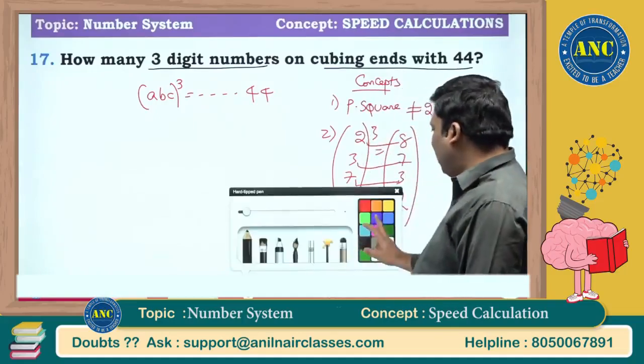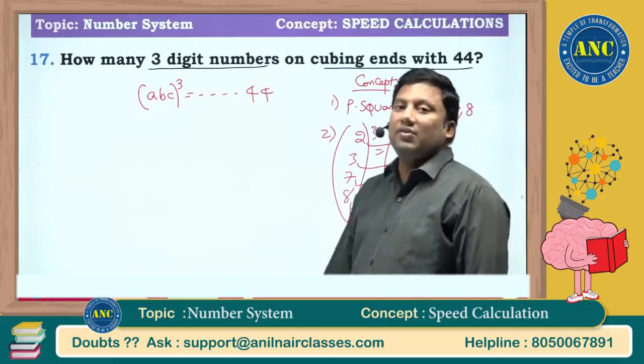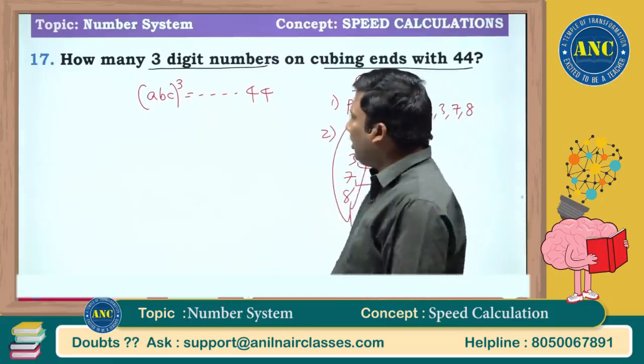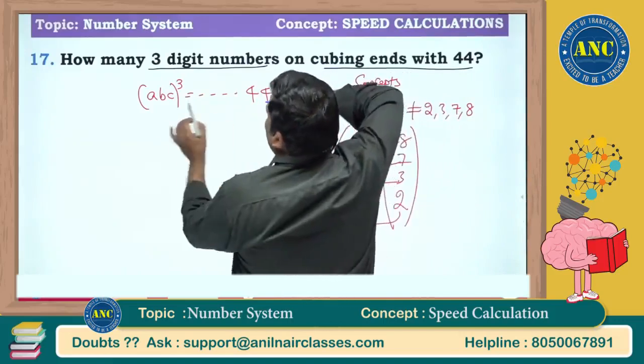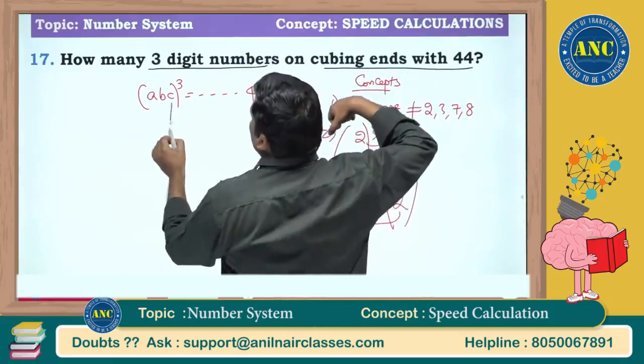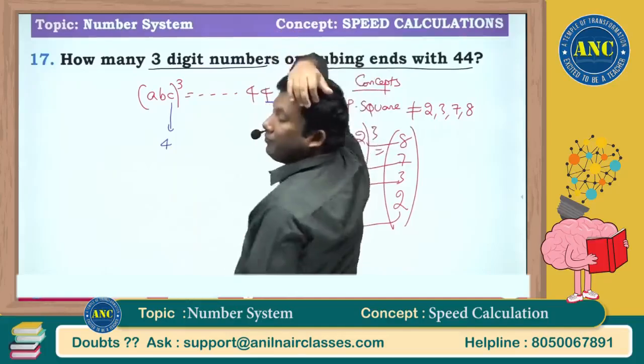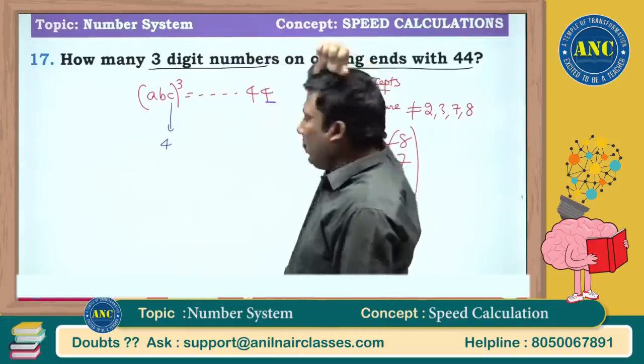On cubing 2, 3, 7 or 8, the result will end with the tens complement of the unit digit. Here it is ending with 4, so only this number will work. So the unit digit will be 4. Yes or no? 4 cube is 64, which ends with 4.